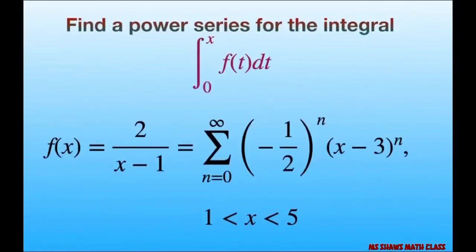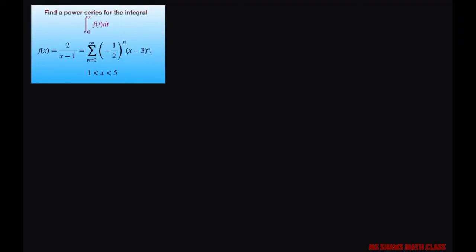Everyone, we're going to find a power series for the integral from 0 to x of f(t) dt. Our function is f(x) equals 2 divided by x minus 1. Looking at this, we notice that this power series is centered at 3. The way you do that is you look at x minus 3, set that to 0, so x equals 3. So our a is going to equal 3 when we do our integration.